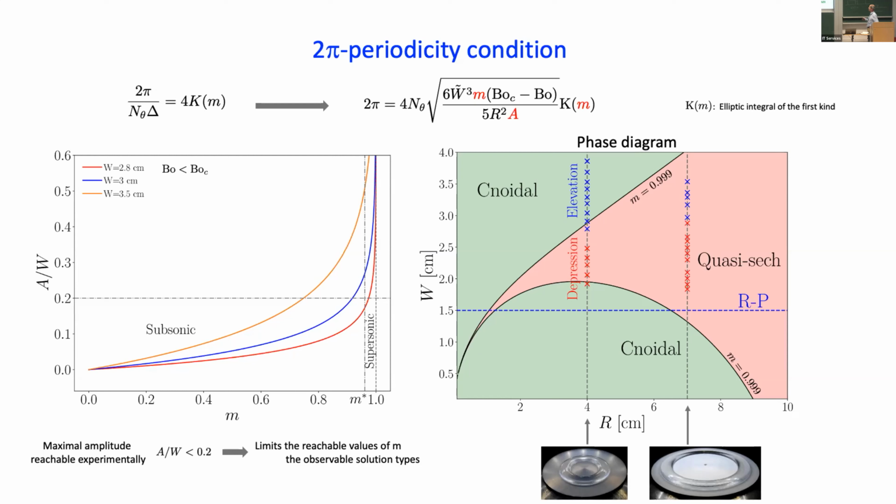And experimentally, what you see is that with the large plates, we can reach only the quasi-sech solution, which is, if the torus is very big, close to the straight geometry. And for the small plates, you see that you can reach the conoidal solution, but also the sech one.